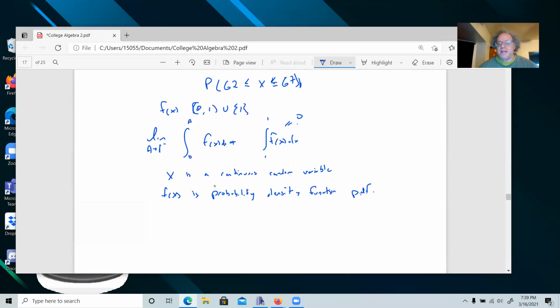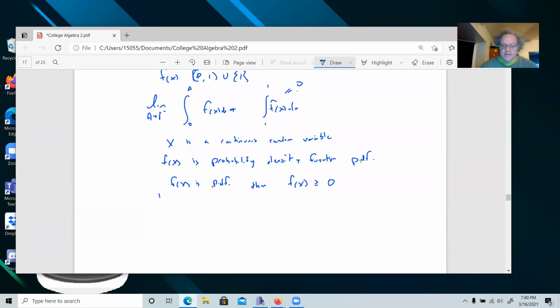Things that PDFs have to have. If f of x is a PDF, then it has to be bigger than 0 for the whole domain, and the integral of f of x over the whole domain, because a to b is like negative infinity to positive infinity, has to integrate out to 1.